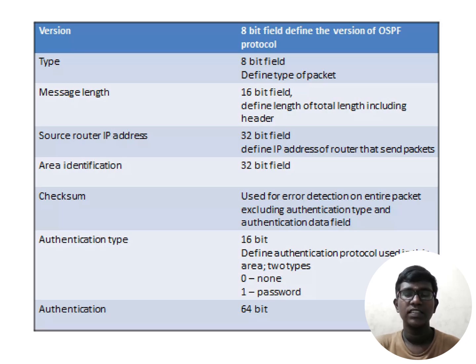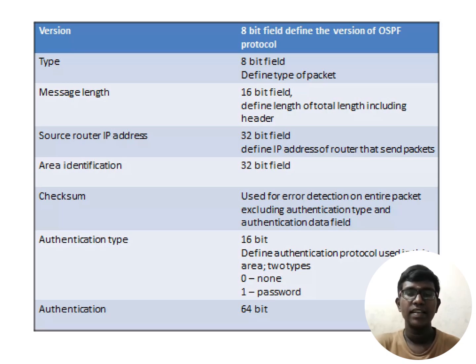Source router IP address is a 32-bit field that defines the IP address of the router that sends packets through all networks. Area identification ID is a 32-bit field that uniquely identifies each area. Checksum field is used for error detection on the entire packet, excluding the authentication type and authentication data fields.